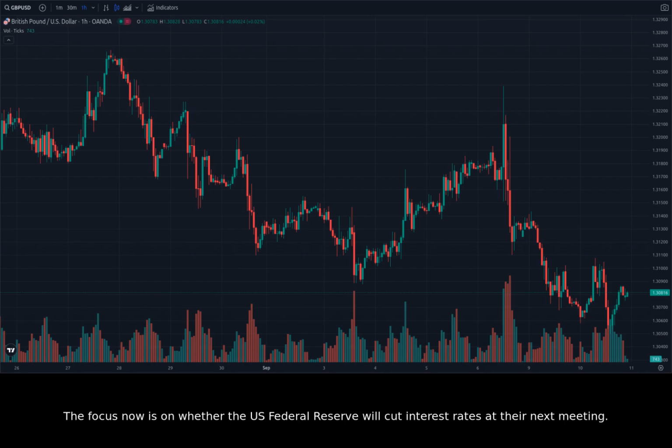The focus now is on whether the U.S. Federal Reserve will cut interest rates at their next meeting. A rate cut would likely put downward pressure on the U.S. dollar, potentially benefiting the GBPUSD. However, it's important to note that these are just predictions, and the market could react in unexpected ways.